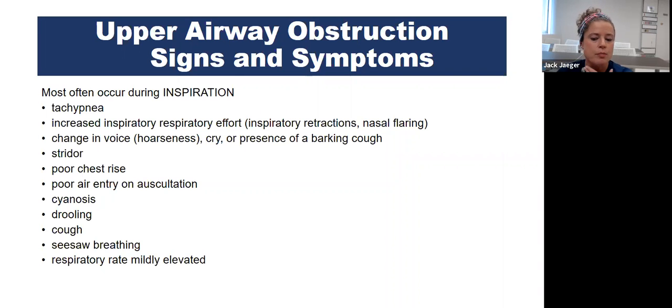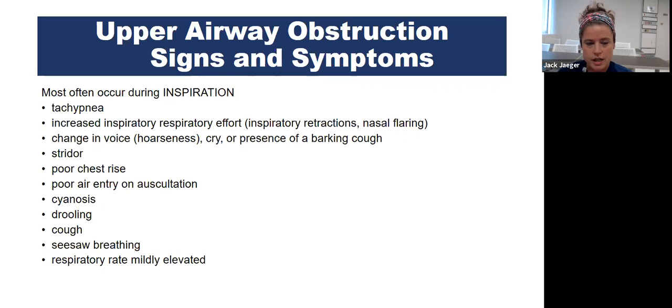Signs and symptoms of upper airway obstruction. Usually you're hearing these sounds on inspiration. You're going to have tachypnea, they're breathing rapidly, increased inspiratory effort. So they usually will have their suprasternal retractions and nasal flaring. They may have some hoarseness. They're going to have the barky cough. They're going to have stridor, where you hear the sound on inspiration.